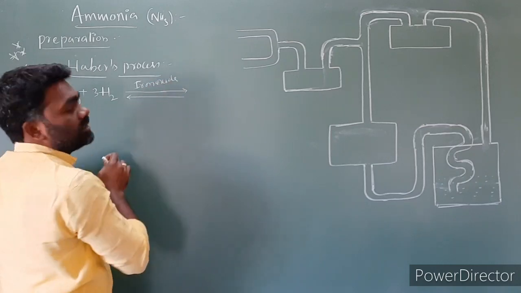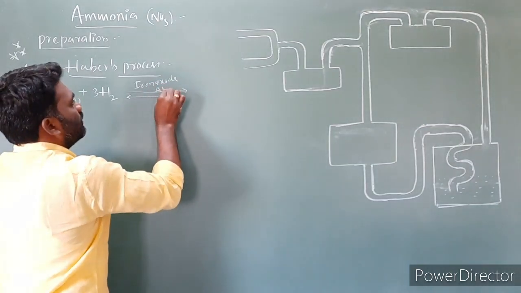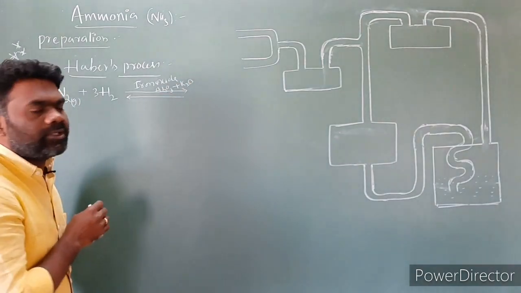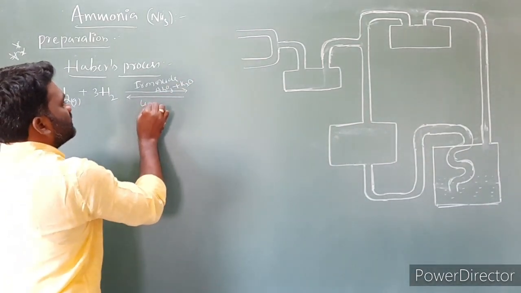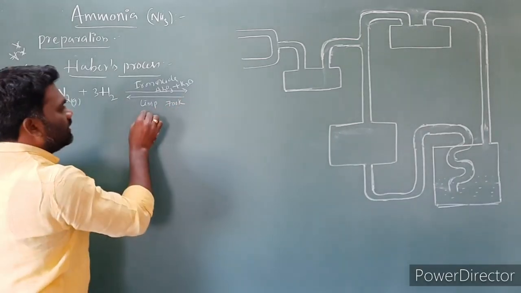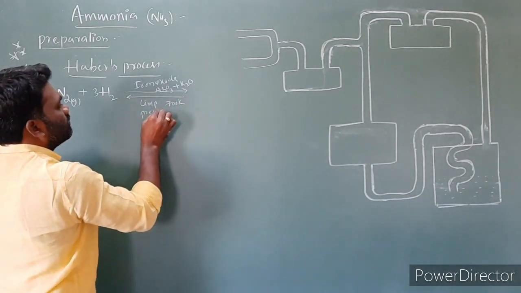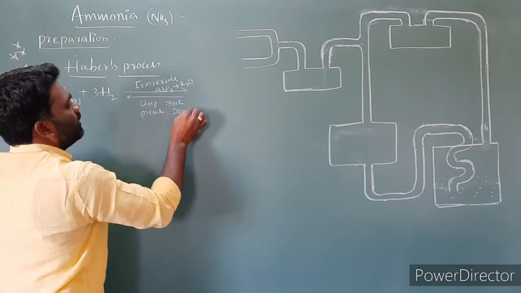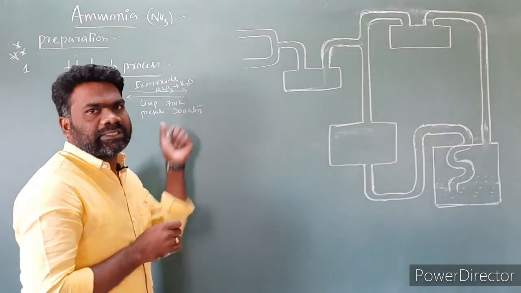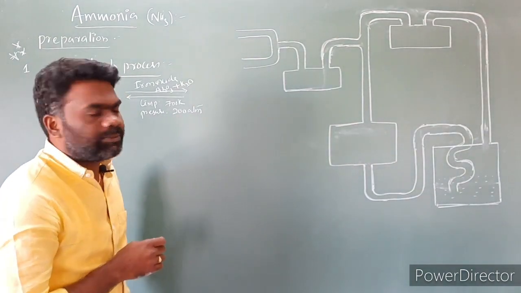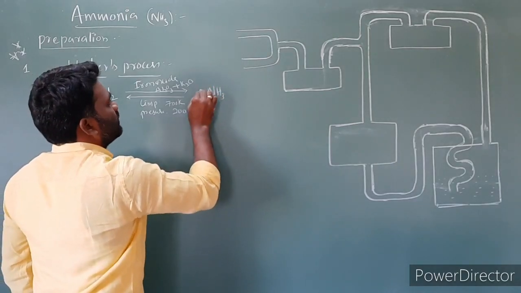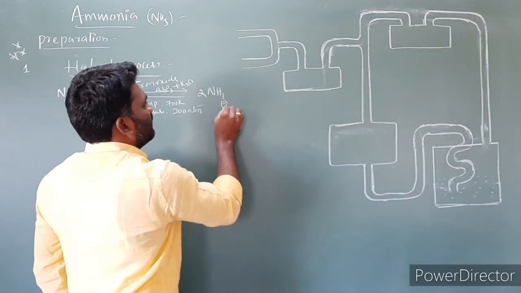Iron oxide as a catalyst with a small amount of Al2O3 and K2O, and the temperature around 700 Kelvin, and the pressure around 200 atmospheres, which is 200 into 10 power 5 pascals, gives ammonia, 2NH3. It is a gas.